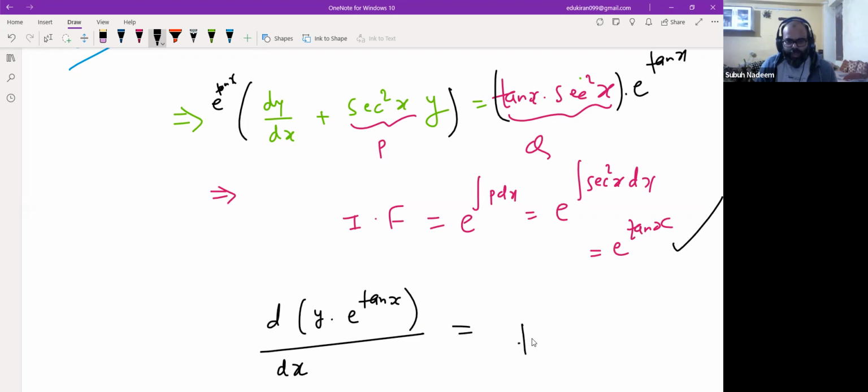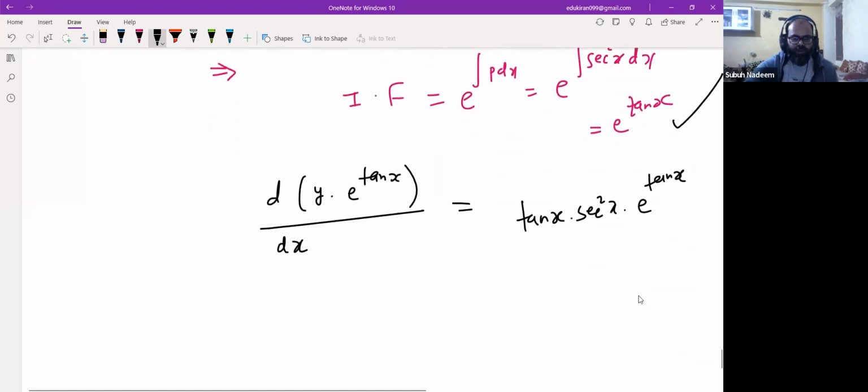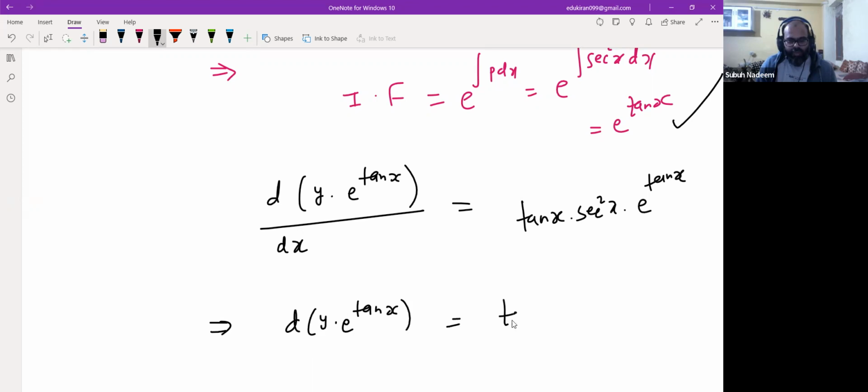And the right part is tan x into sec square x into e to the power tan x. This is what we will get. After doing this, you write it like this. This is derivative of y into e to the power tan x is equal to tan x sec square x e to the power tan x dx. Integrate both the sides.